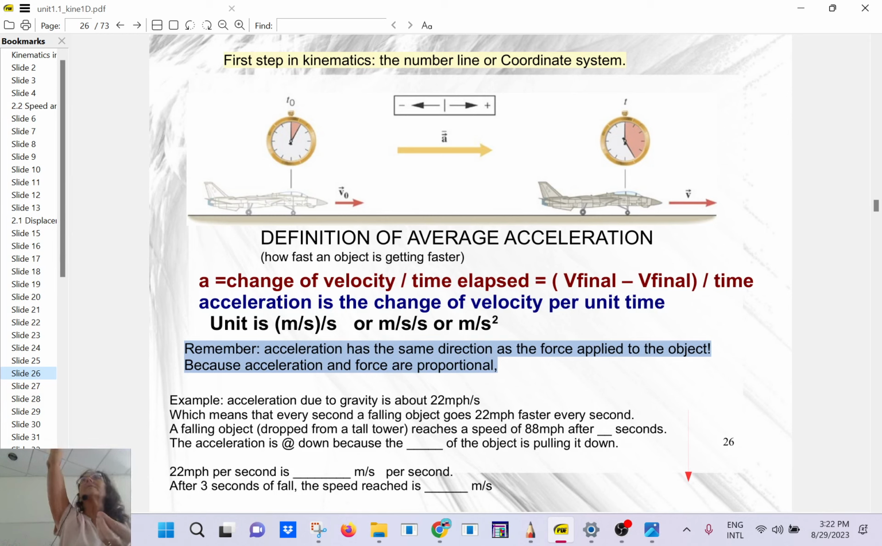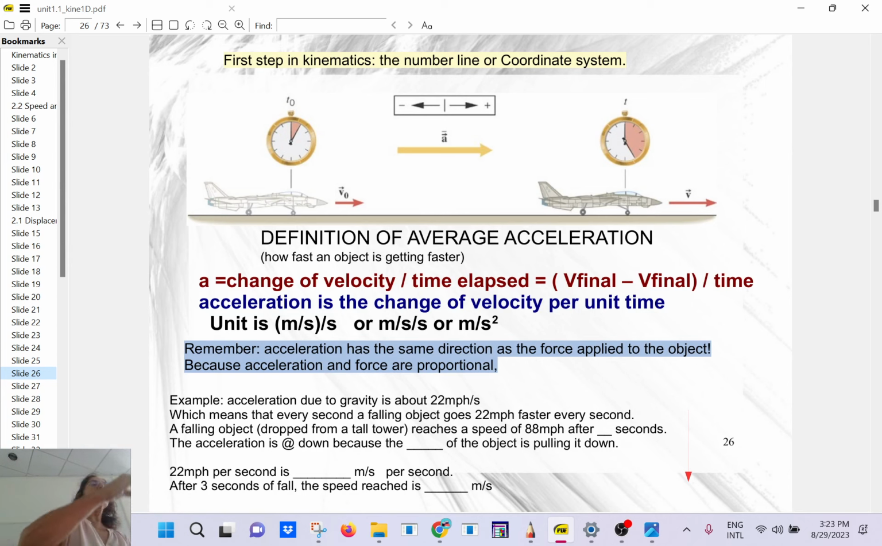At the top, what's happening at the top? Stop. So the velocity is zero. Can I say the acceleration is zero? No, because gravity is always pulling on it. So the acceleration due to gravity is always down, because gravity is always down.